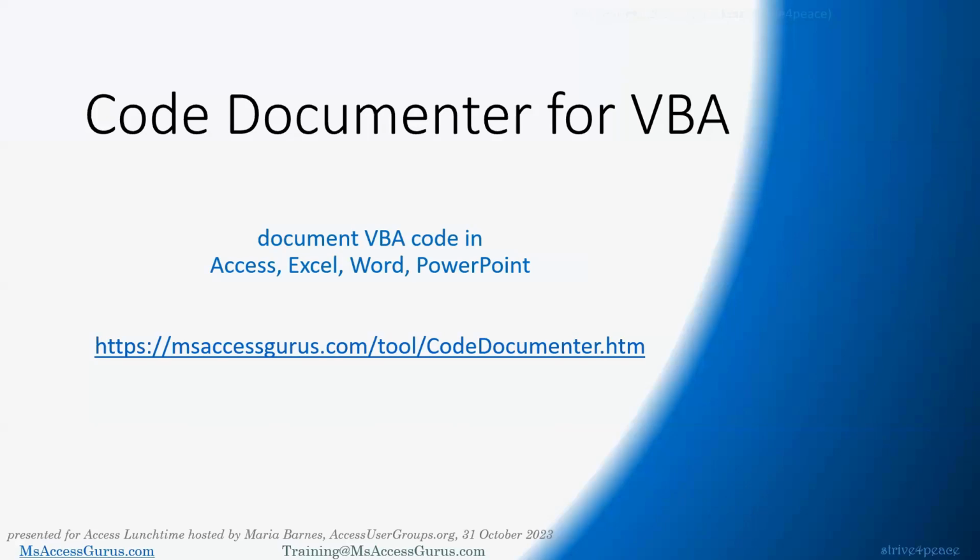So the next tool we're going to talk about is the code documenter for VBA. And this documents VBA code in Access, Excel, Word, and PowerPoint. And you can also add more applications in here. If you look at the code and want to add them in, you'll see where provisions have been made. I just didn't put it in here. And here's the download link.